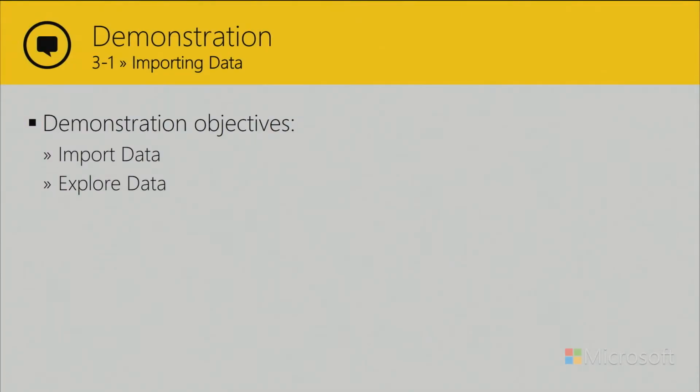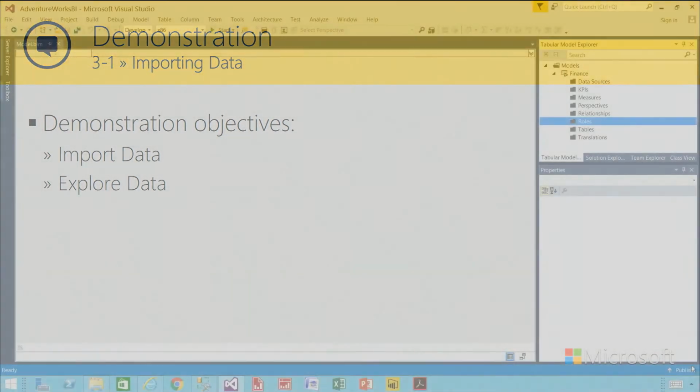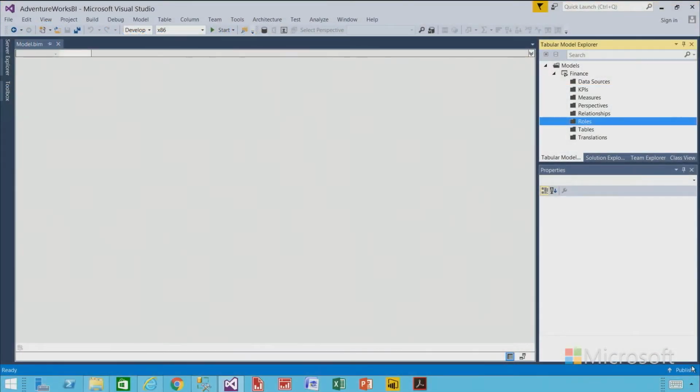In this demonstration, I will be importing data, and then we'll explore the data together. From the previous demonstration, I have this empty model. It's time to follow the first steps in the design, and that is to connect to a source of data and import tables of data.